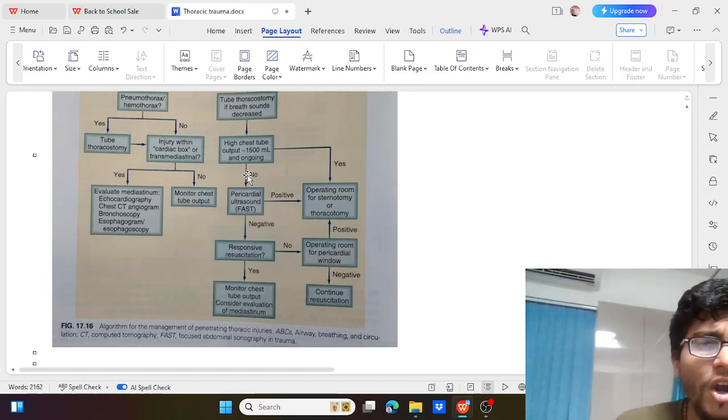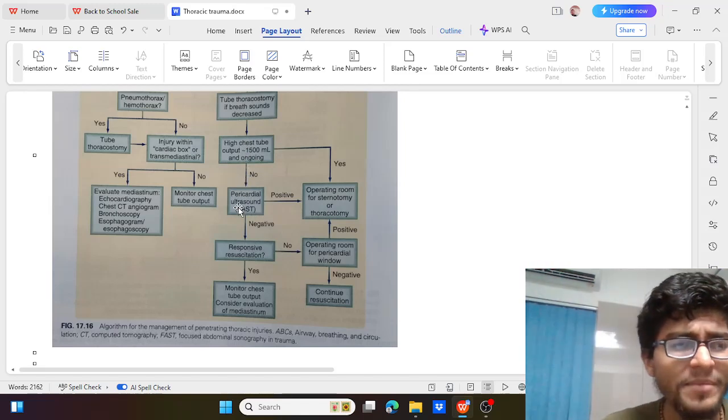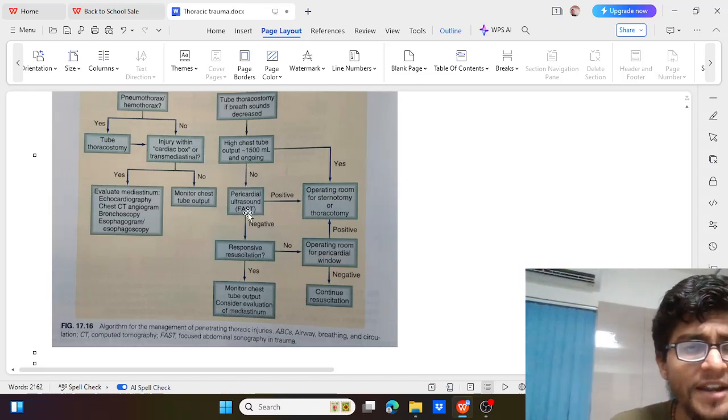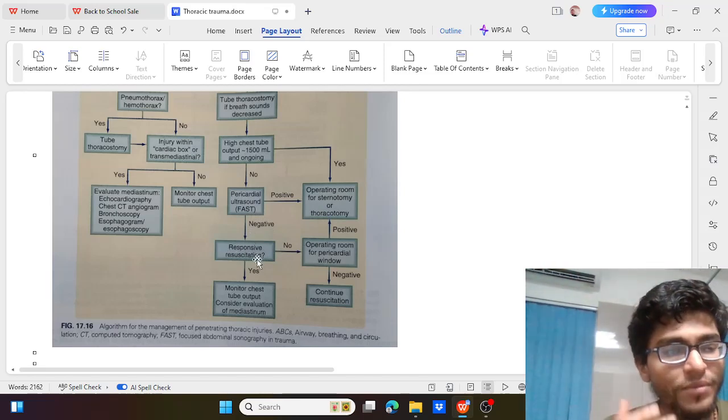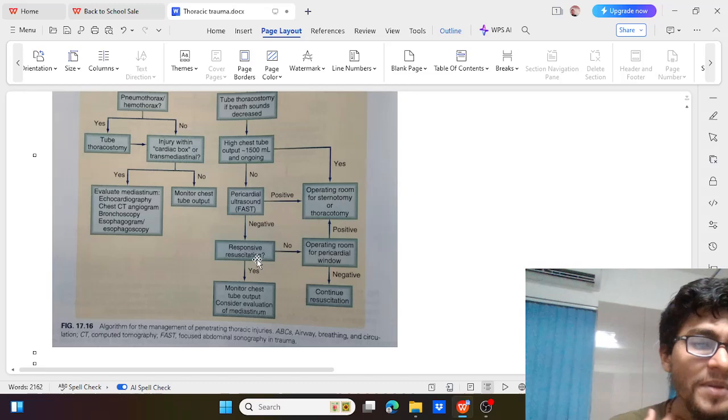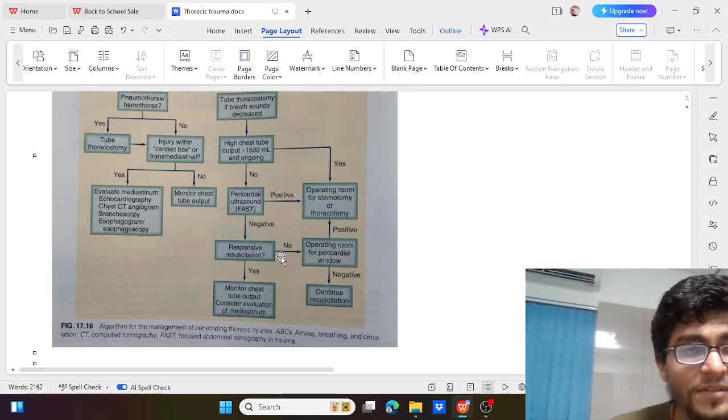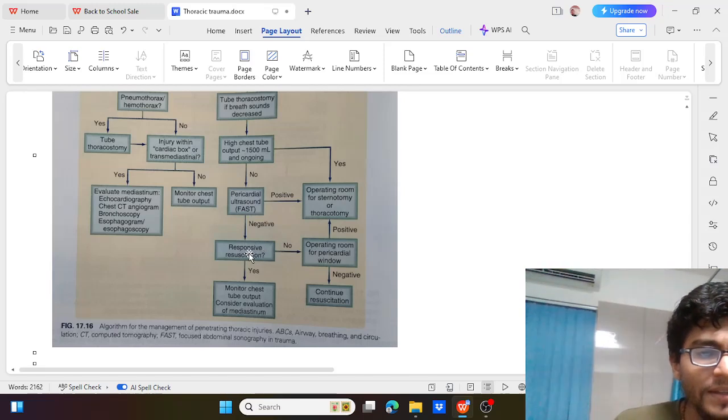If the output is not more, then we'll go for further examination, that is the EFAST, the pericardial ultrasound. If that is positive, again it will be going for sternotomy or emergency department thoracotomy. If EFAST is negative, whether the patient is responding to the resuscitation, so we are giving fluid, whether the patient is a transient responder or a non-responder, according to that we will decide further if there is any need of further intervention.